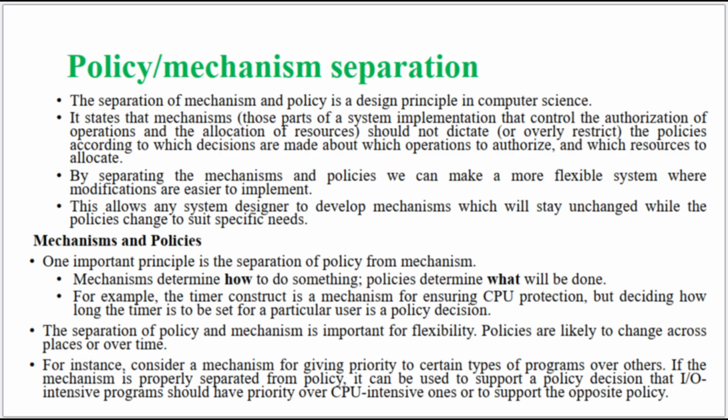The separation of policy and mechanism is important for flexibility. Policies are likely to change across places or over time. For instance, consider a mechanism for giving priority to certain types of programs over others. If the mechanism is properly separated from policy, it can be used to support a policy decision that I/O intensive programs should have priority over CPU intensive ones, or to support the opposite policy.